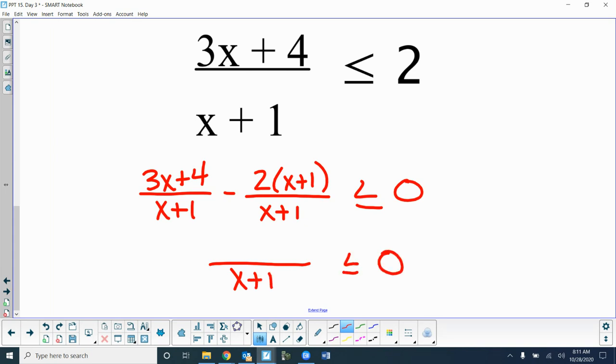If I could turn this on for you. Okay. So if you want to distribute the negative 2, you can, or if you just distribute the 2 and then subtract, either way works. You got 3x minus 2x and 4 minus 2. So that's a fraction you should get after you put them together. Okay? Got any questions up to there? Does that make sense?